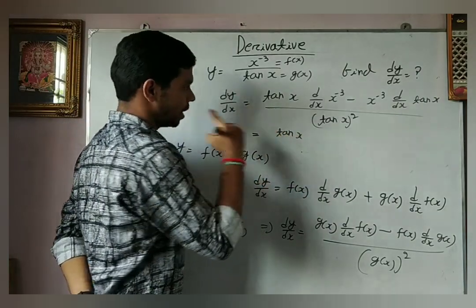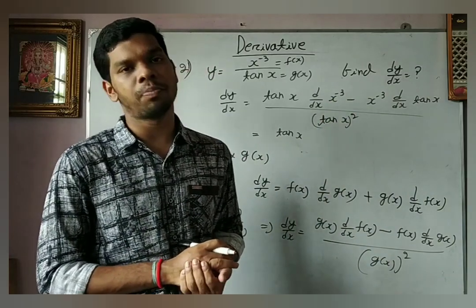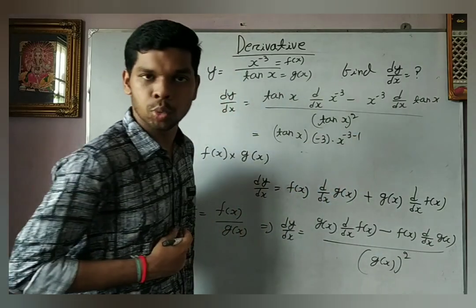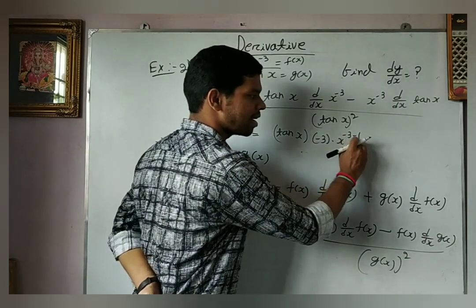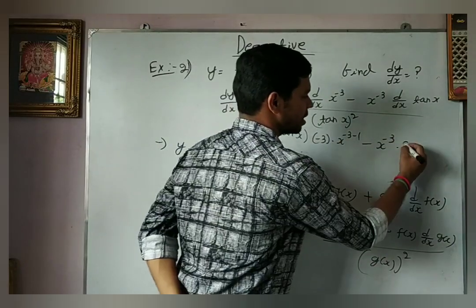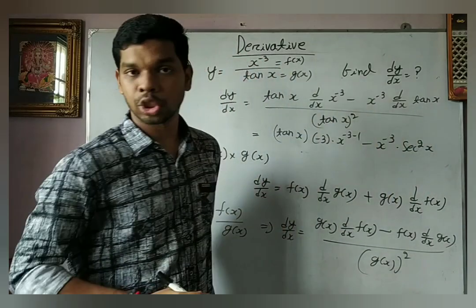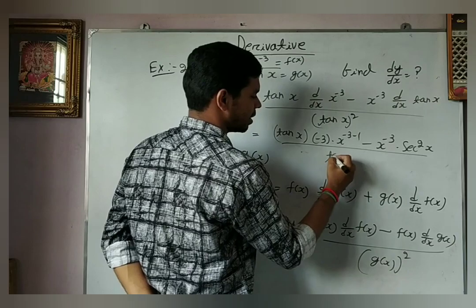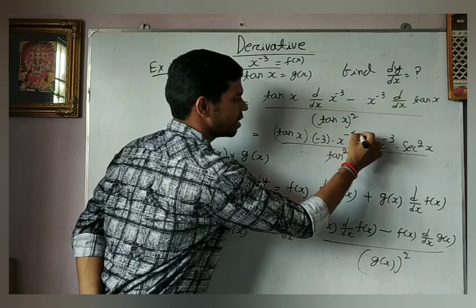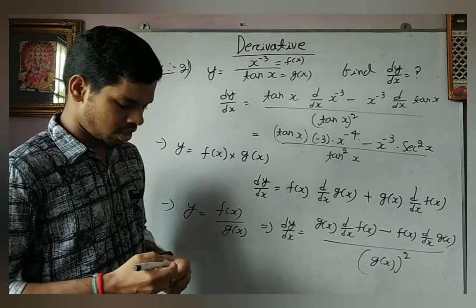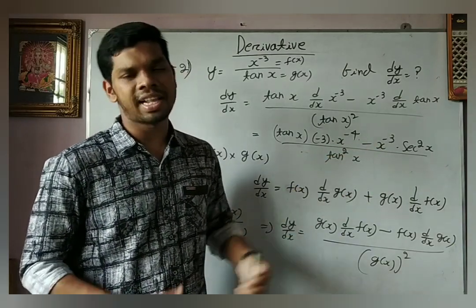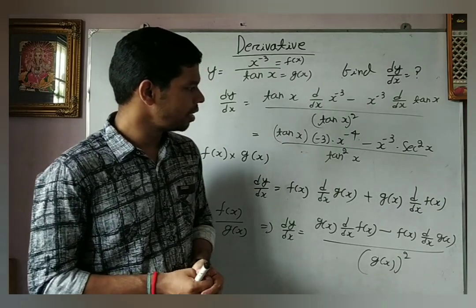tan x times, here we will use the formula of x to the power n, that is n times x to the power n minus 1, minus x to the power minus 3 times derivative of tan x, that is sec square x, whole divided by tan square x. Or you can do one more thing, you can write here minus 4. This is the answer. Or you can simply write 1 by x to the power 4, here 1 by x cube. You can find LCM, but no need to do anything. This is our answer.